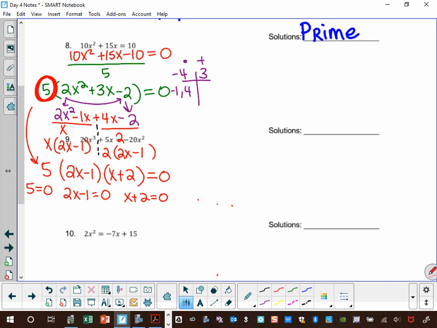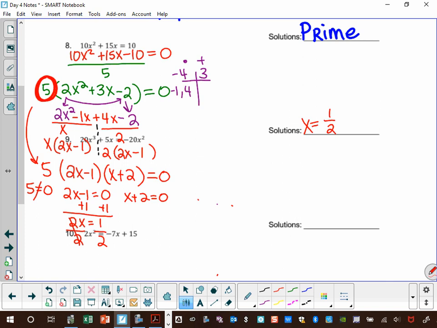Alright, does 5 ever equal 0? No, you don't have to solve anything there. What about 2x minus 1 is equal to 0? How do I solve for x here? Move the 1. You're going to add 1. So you have 2x is equal to 1, then what? Divide by 2. So what does x equal? 1 over 2, right? So one solution is x equals 1 over 2.